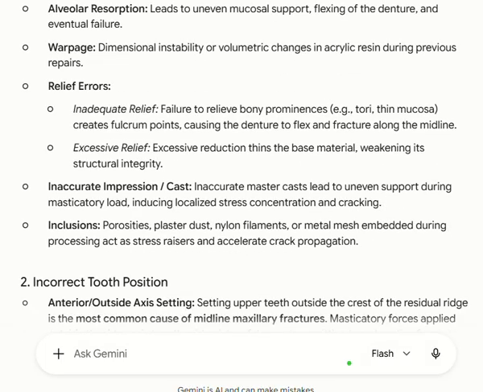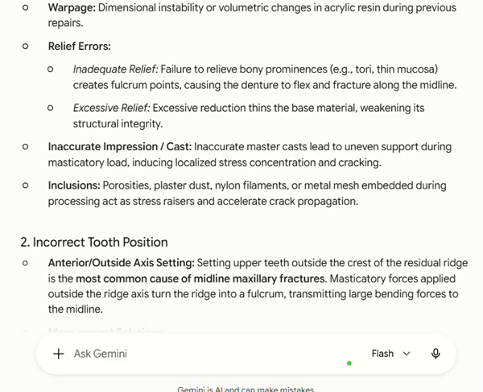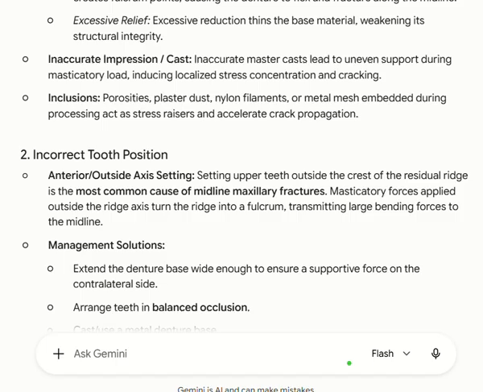Inaccurate impression, cast. Inaccurate master casts lead to uneven support during masticatory load, inducing localized stress concentration and cracking. Inclusions: porosities, plaster dust, nylon filaments, or metal mesh embedded during processing act as stress raisers and accelerate crack propagation.